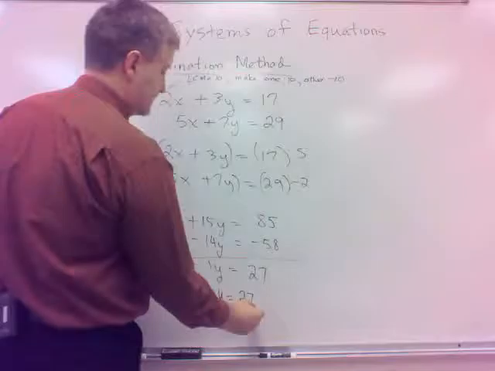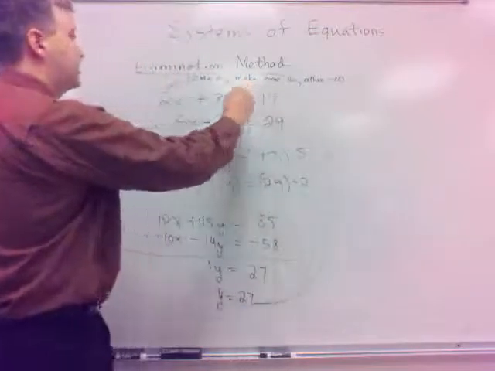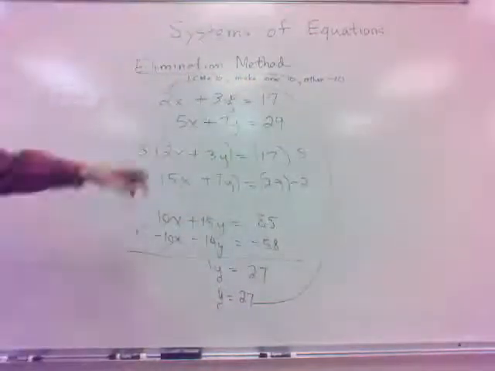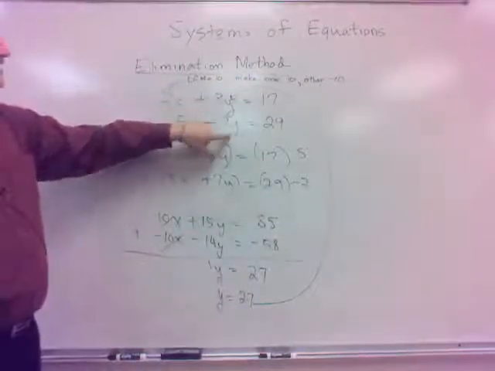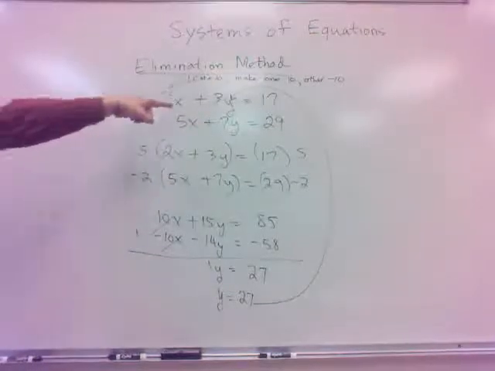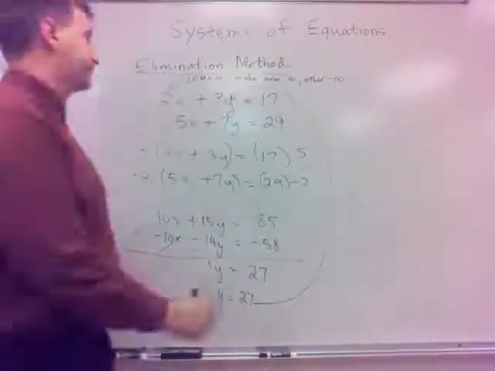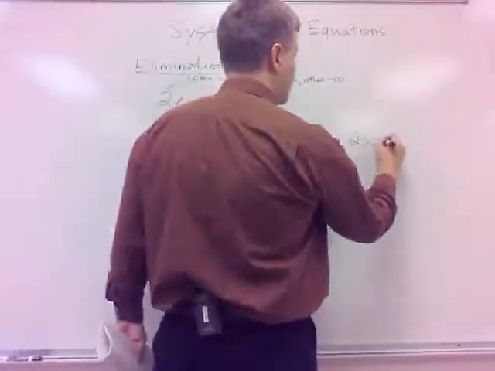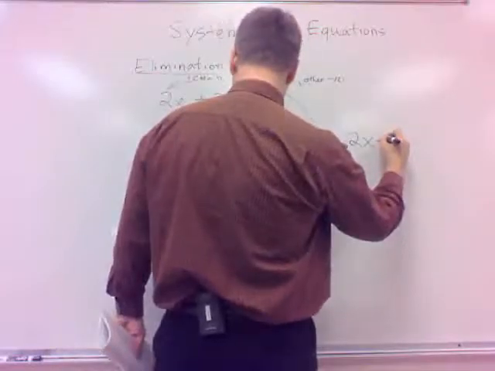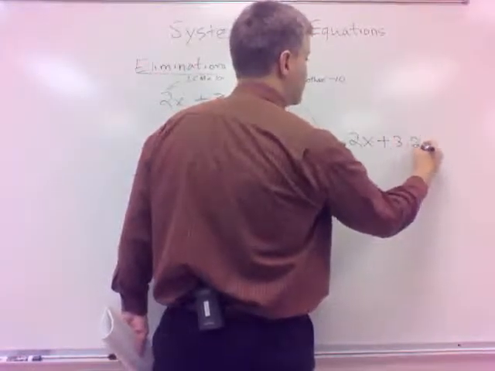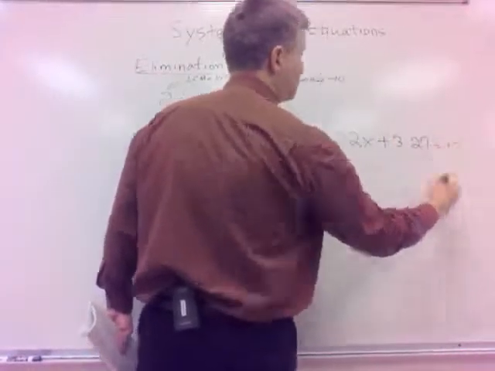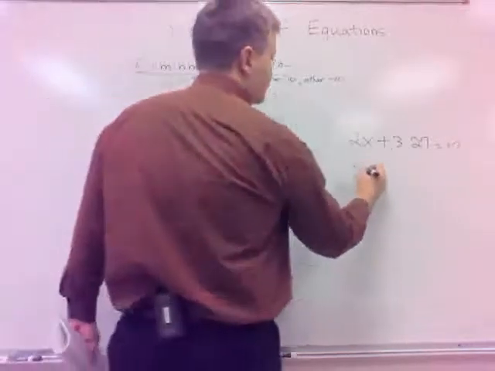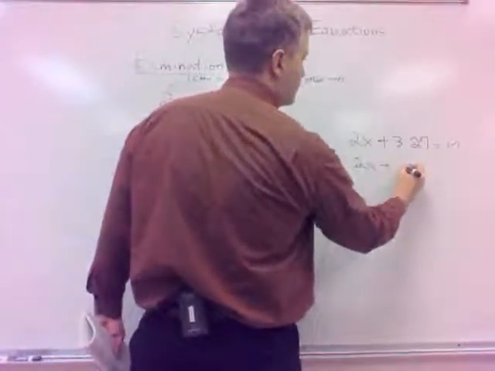Well, let's just go and plug in y to be 27. And it doesn't matter which place. Y to be 27 here, y to be 27 there. It looks like it's easier in the top one, doesn't it? So I'm going to do that. Y is 27. To the top, so that's 2x plus 81.